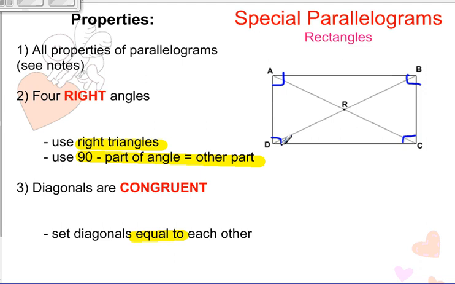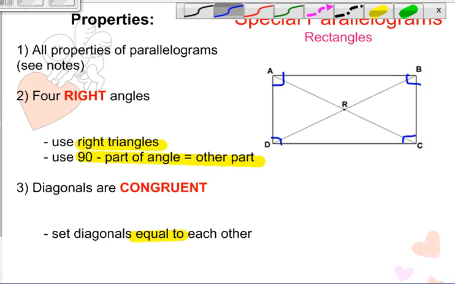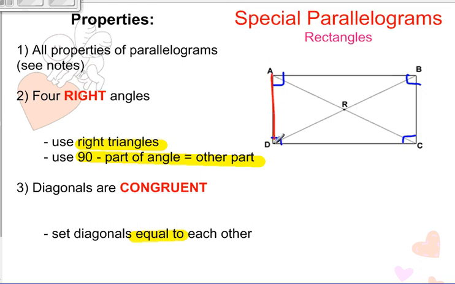And some of the applications that you're going to use for the fact that it is a right angle: you're going to use the fact that there are right triangles now. If you see ADC there, that is a right triangle. So we're going to have to use the Pythagorean theorem, right? A squared plus B squared equals C squared.